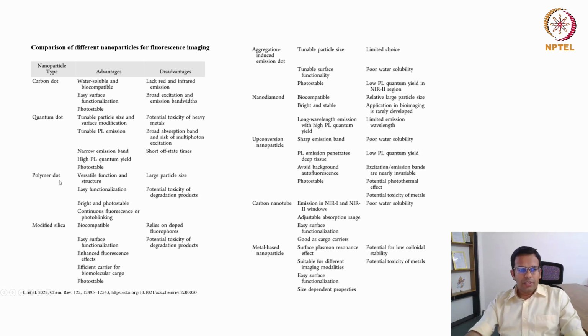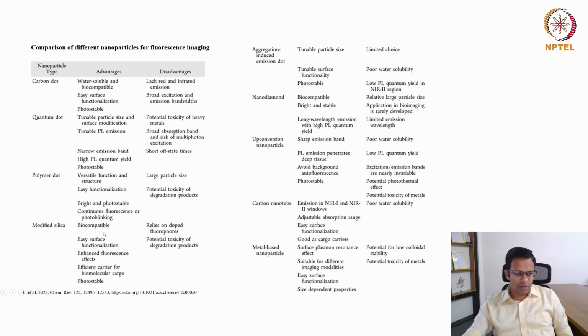Then the polymer dots, they have a large particle size. So sometimes they cannot easily go inside the cell because of the large size, but they can be easily functionalized, bright and photostable, and they provide continuous fluorescence as well as photo blinking. So you can use them for STORM imaging also, because they can give photo blinking, or they can provide continuous fluorescence. And there is potential toxicity of degradation products. Some of the degradation products may be toxic for the cell.